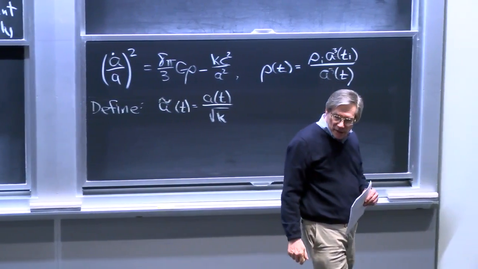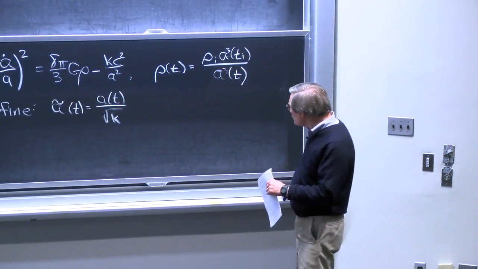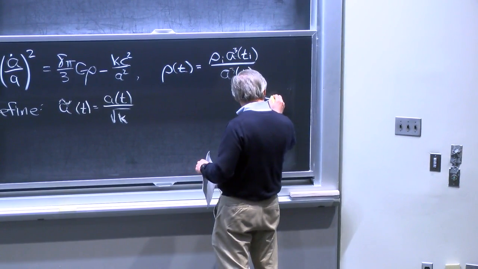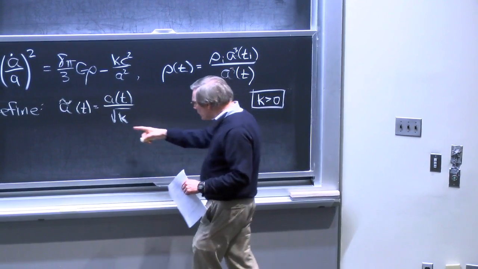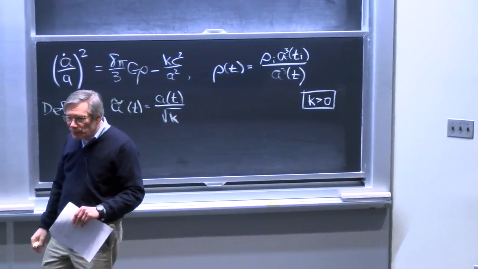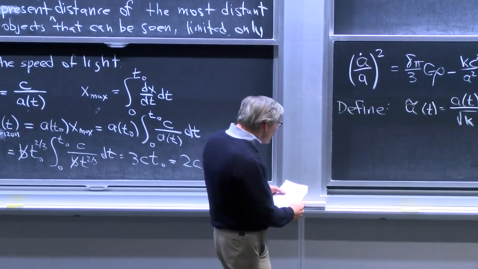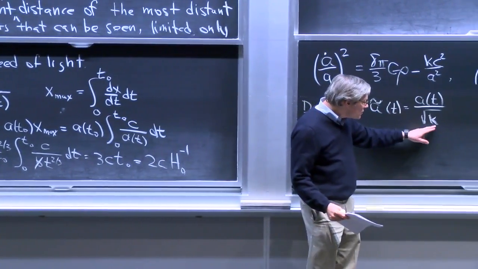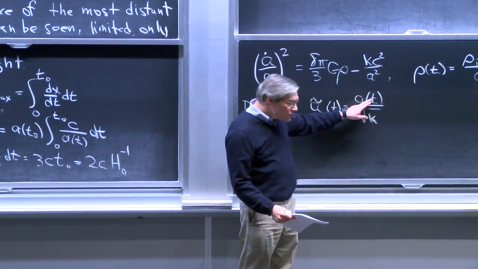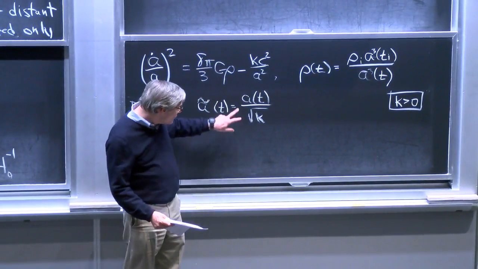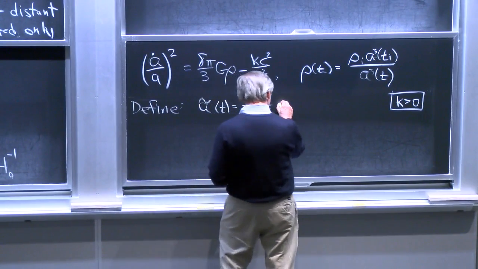Now this is for the case where k is positive. I said we're doing the closed universe first. I would not want to divide by the square root of k if k were negative. That would be confusing. Now the nice thing about this is, remember, k has units of inverse notch squared. A has units of meters per notch. That means the notches go away. So this has units of length only.